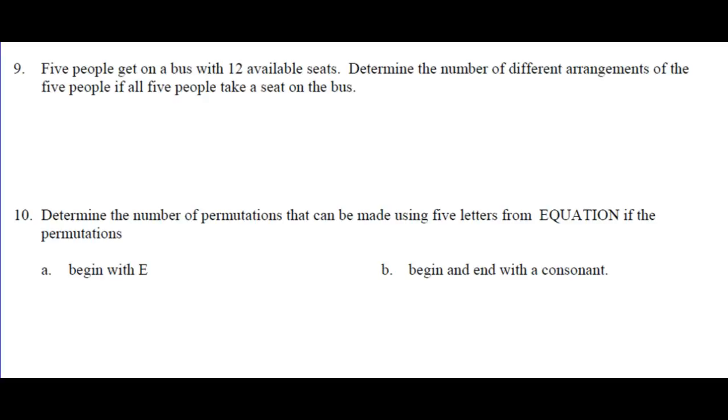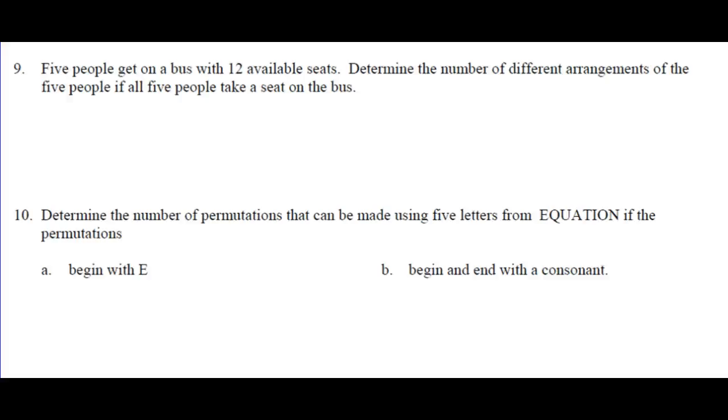5 people get on a bus with 12 available seats. Determine the number of different arrangements of the 5 people if all 5 people take a seat on the bus. So, what do you think? What would you write? Let's reverse those because the first number has to be bigger. So just 12P5, right? I just need all the arrangements.